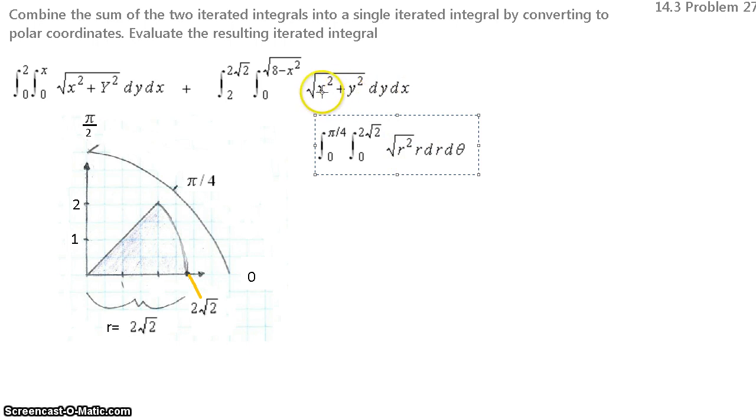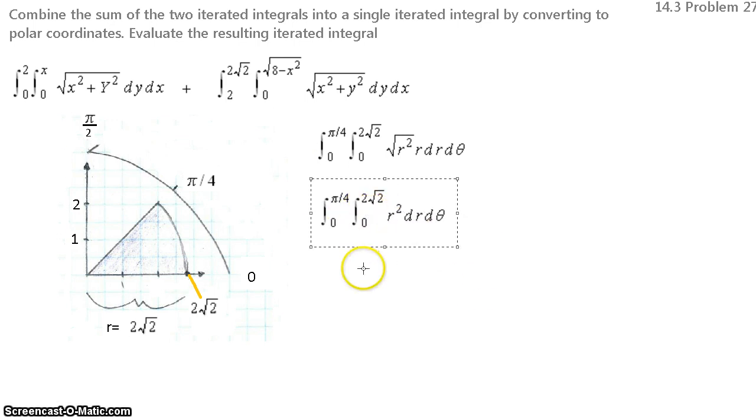Now, we know that x squared plus y squared converted to polar coordinates is always going to be r squared. That's because r squared cosine squared theta plus r squared sine squared theta simplifies out to just r squared. And then, since we are converting to polar coordinates, it's important to bring that extra r in there. So when we simplify that, we get this. It's a very simple function that we're actually integrating once we convert it to polar coordinates.